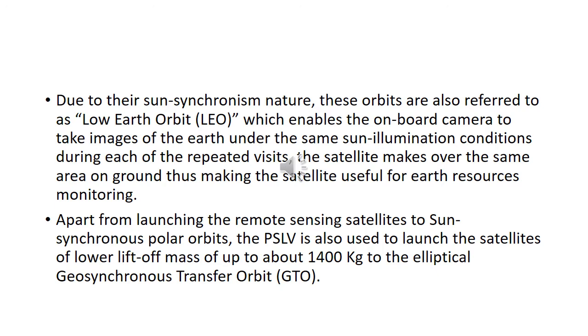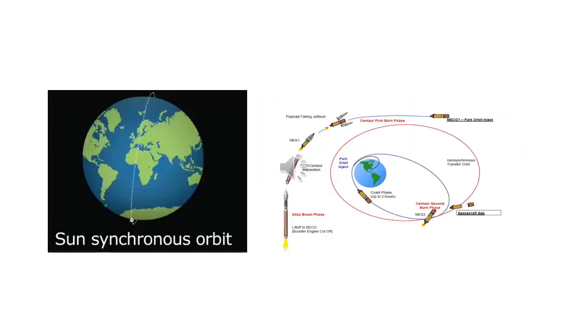The PSLV is also used for launching satellites to the GTO, that is the geosynchronous transfer orbit, which is around 36,000 kilometers from the Earth. But when a satellite is sent there, the mass carrying capacity is reduced to around 1400 kg, whereas in the LEO it is from around 1000 to 1750 kg.